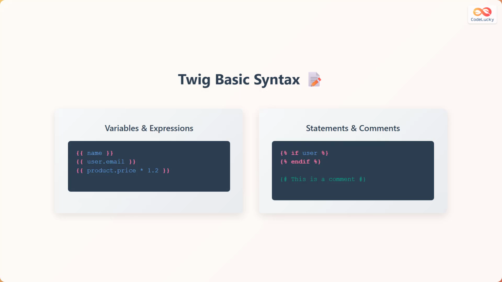Let's explore the basic syntax of Twig. To display variables and expressions, use double curly braces, such as {{ name }}. Accessing object properties can be done using dot notation, like user.email. Mathematical operations are also supported directly within the template. Statements use curly braces with percent signs, for example, {% if user %}, {% endif %}. Comments are written within curly braces and hash symbols, such as {# this is a comment #}.